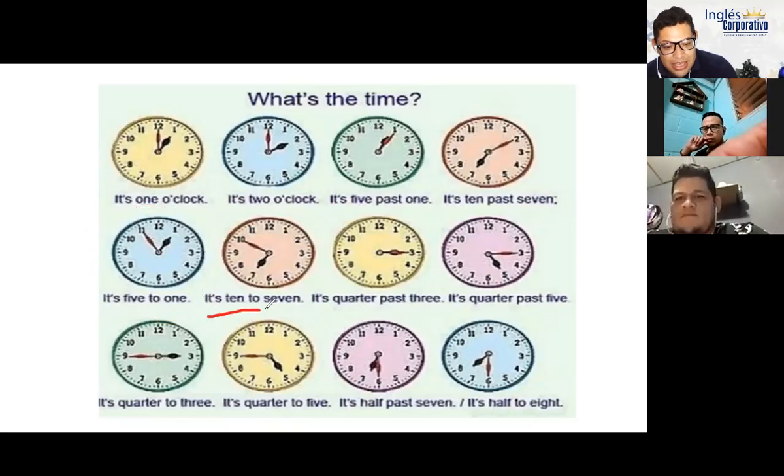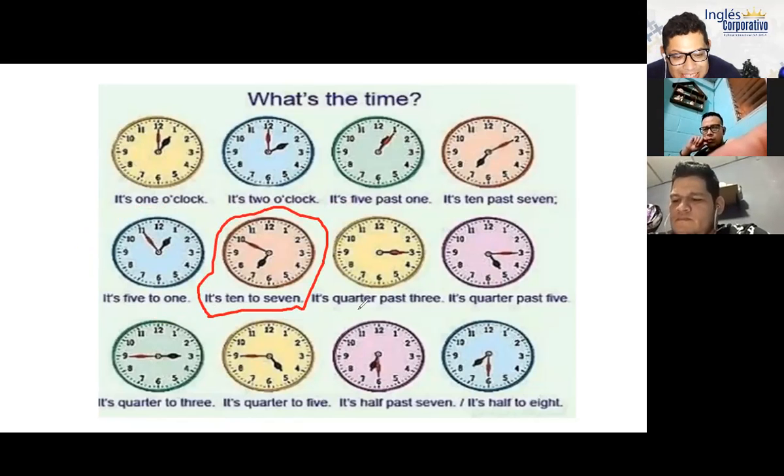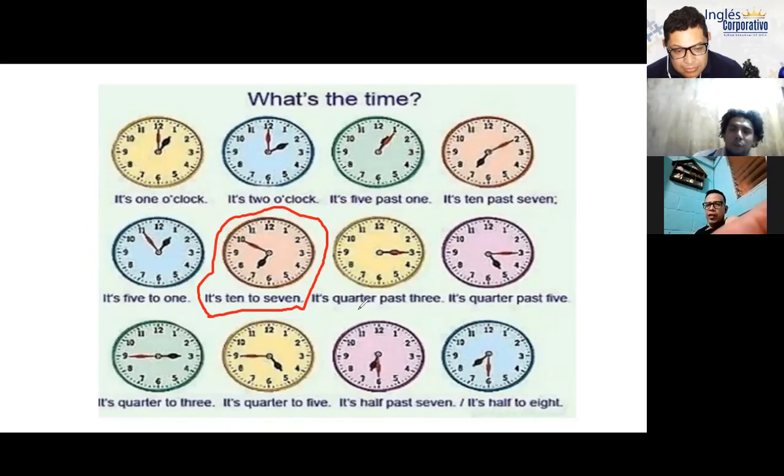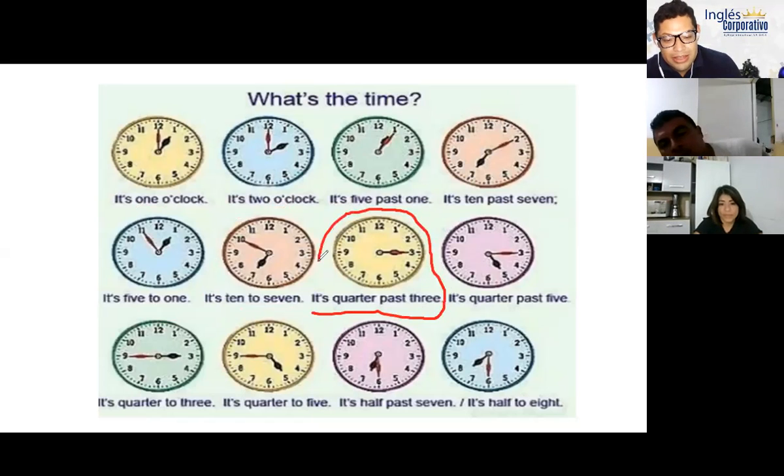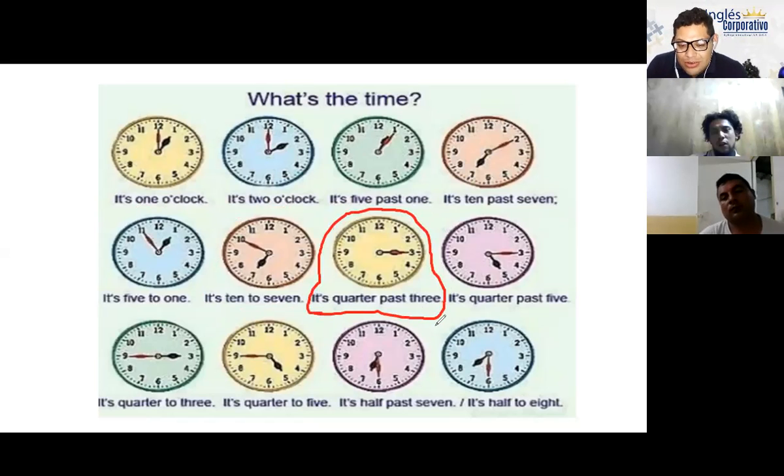Vamos con la siguiente. It's 10 to 7. Y la otra forma, ¿cómo sería? ¿Cómo digo, son las 6:50? It's 6:50. Yes, 6:50. Ahora tenemos, it's quarter past 3. O sea, ¿y cómo digo otra forma para decir que son las 3:15? It's 3:15.